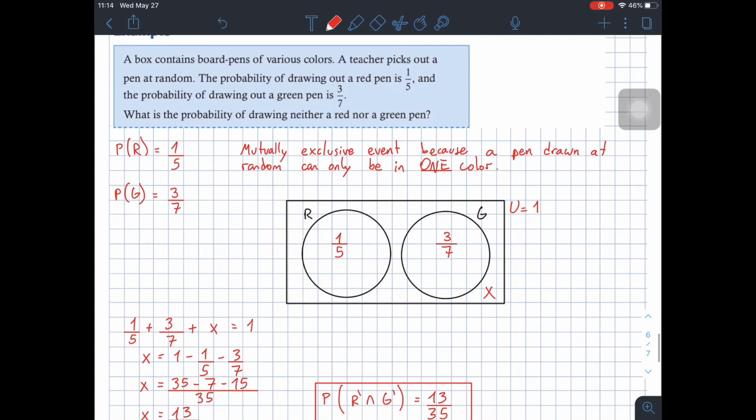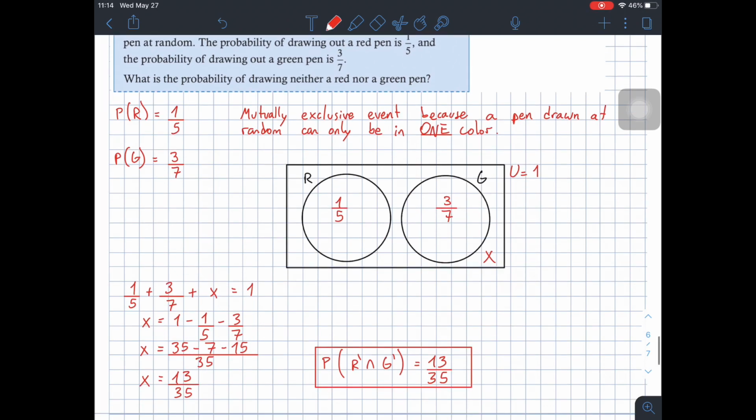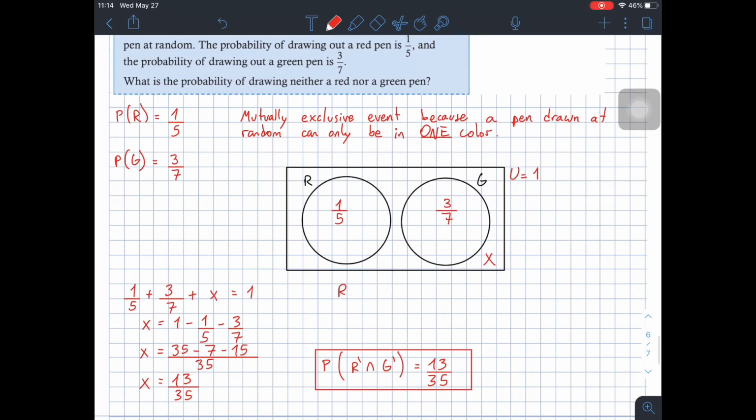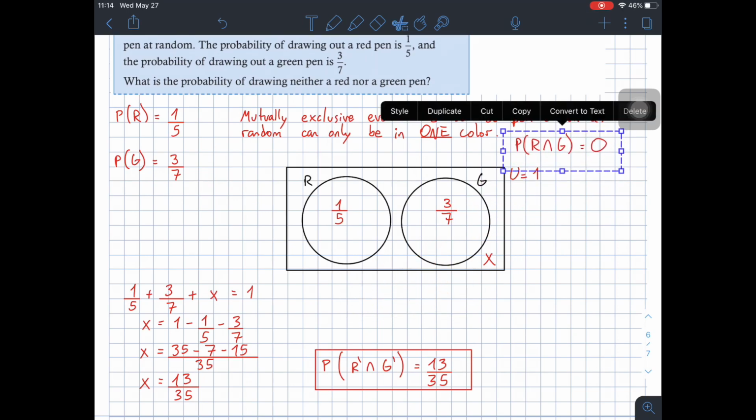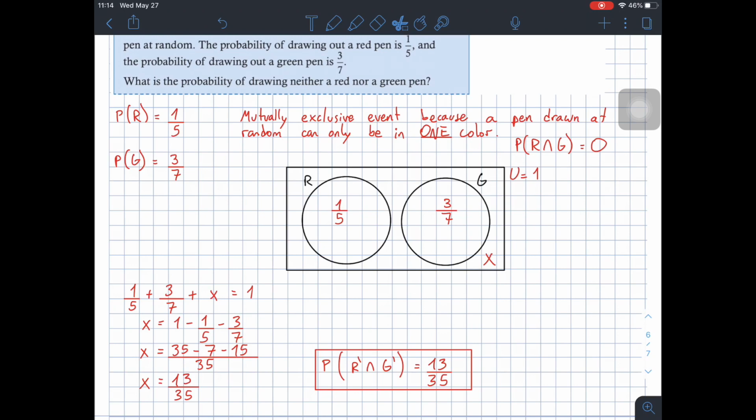You just need to realize that as we're talking about mutually exclusive events, there's no intersection between the elements. So basically what we're saying is that the probability of red and green at the same time is 0, right? That is a mutually exclusive event. Let me write that here actually. Okay, so that's what we're saying there. Or maybe as it is data, I'm gonna put it here.